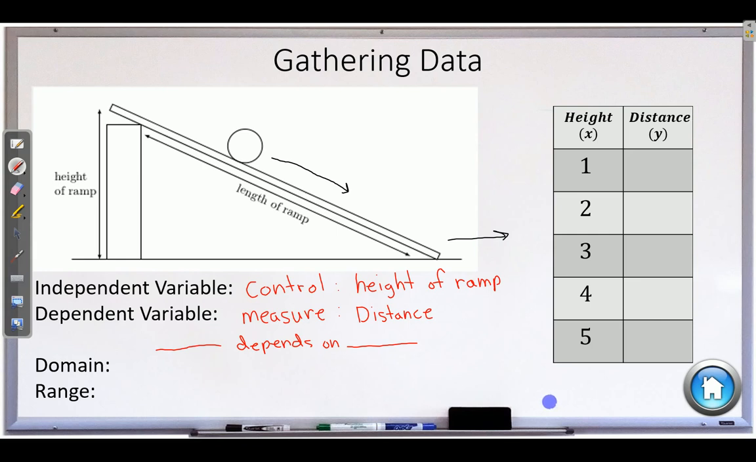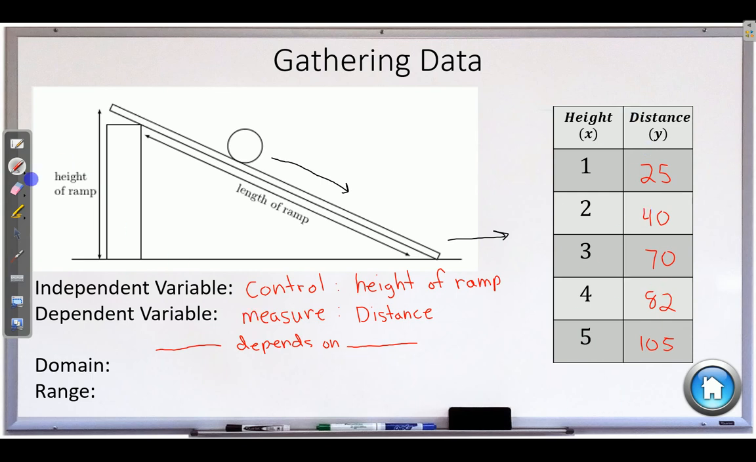So let's say we do this experiment. We raise the ramp up 1 foot, and let's say the ball goes 25 feet. And then we raise the ramp up 2 feet. We let the ball go, and it travels 40 feet. For 3 feet, it then goes 70. And then 4 feet, 82. And for 5 feet, a 5-foot ramp, we're going to go 105 feet. Now, I did just make those up, but they will give us some numbers for a hypothetical experiment here.